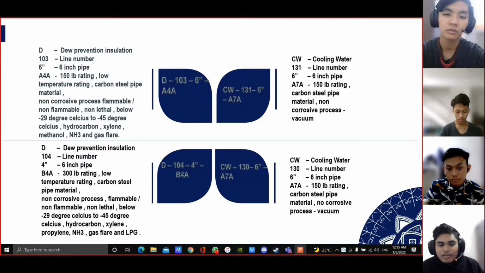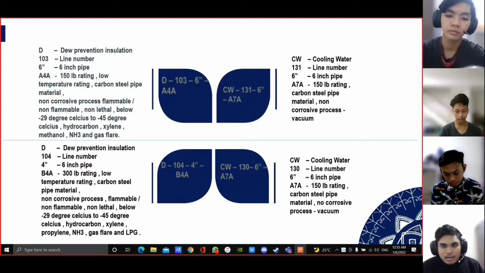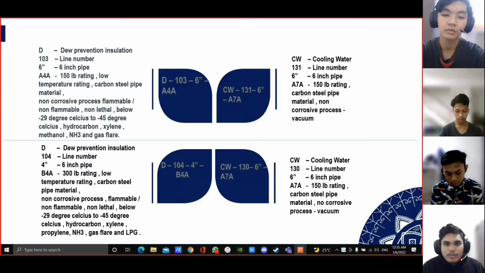Next is CW 130 6-inch A7A. CW means cooling water. 130 is the line number. 6-inch is a 6-inch pipe. A7A is a 150 lb rating, carbon steel pipe material, non-corrosive process, vacuum.